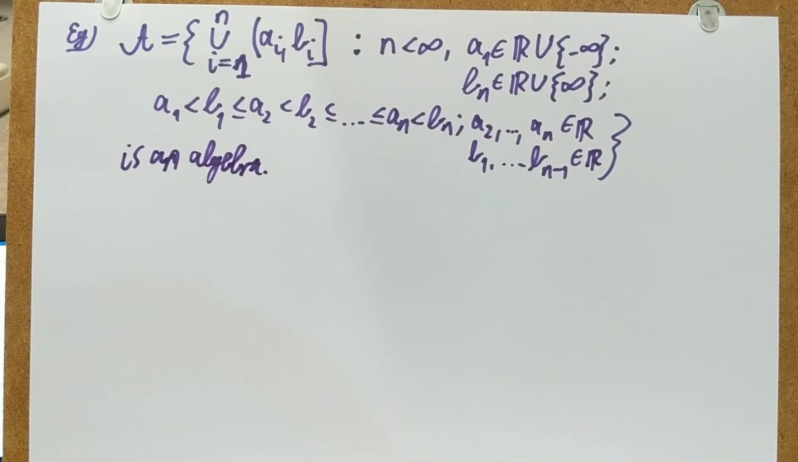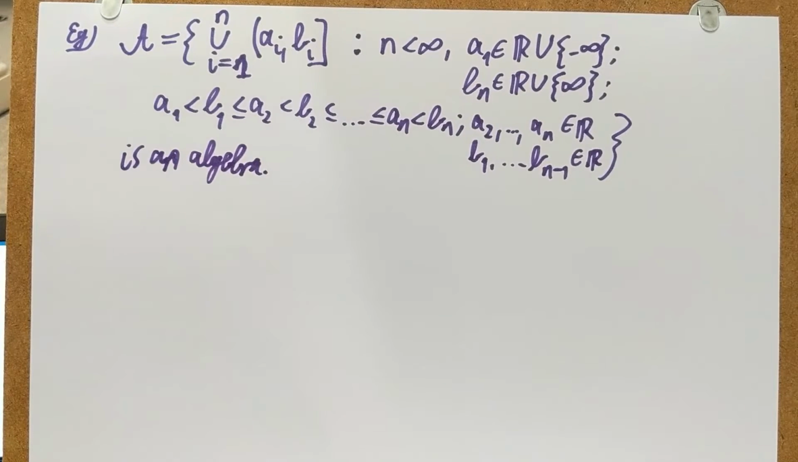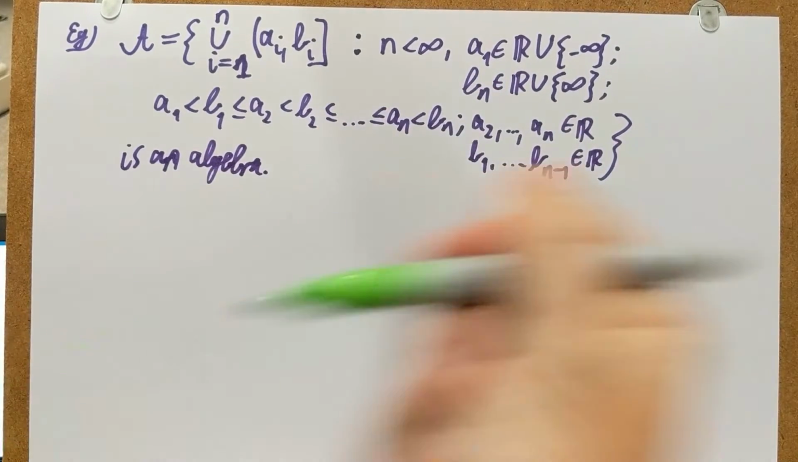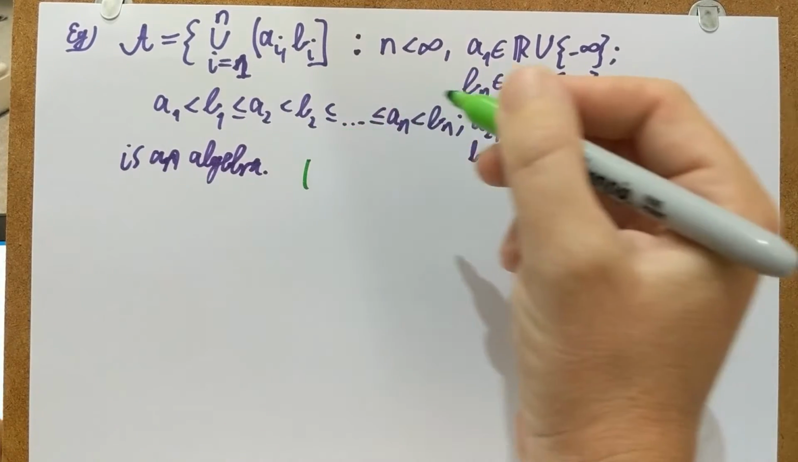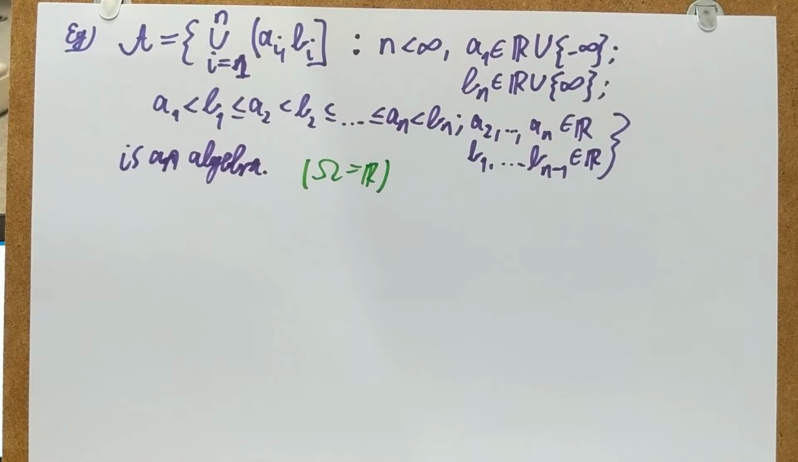Okay? You convince yourself that if you take two finite unions like this and you do the union of these two finite unions, it's still a finite union of this form. Okay? And you also convince yourself that R is included. So the set, just a remark here which I didn't tell you explicitly, the set is actually R. Okay, so this is an algebra on R. Okay, now the point is that this is not a sigma algebra.